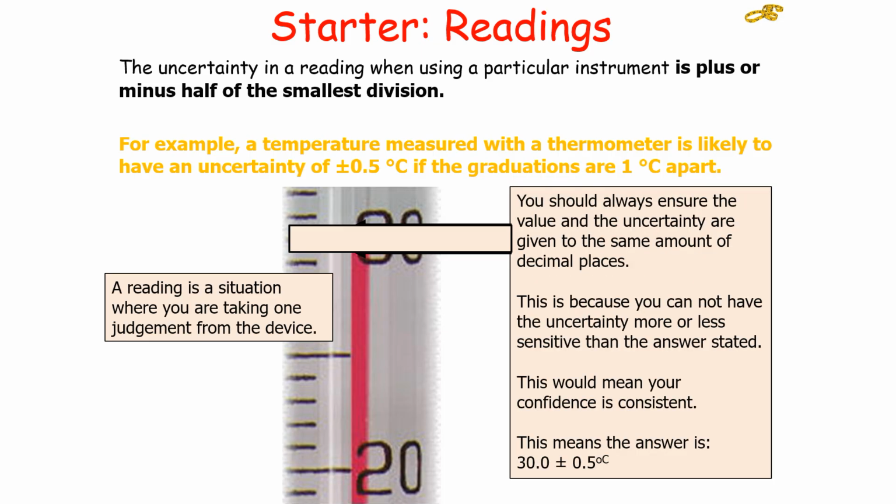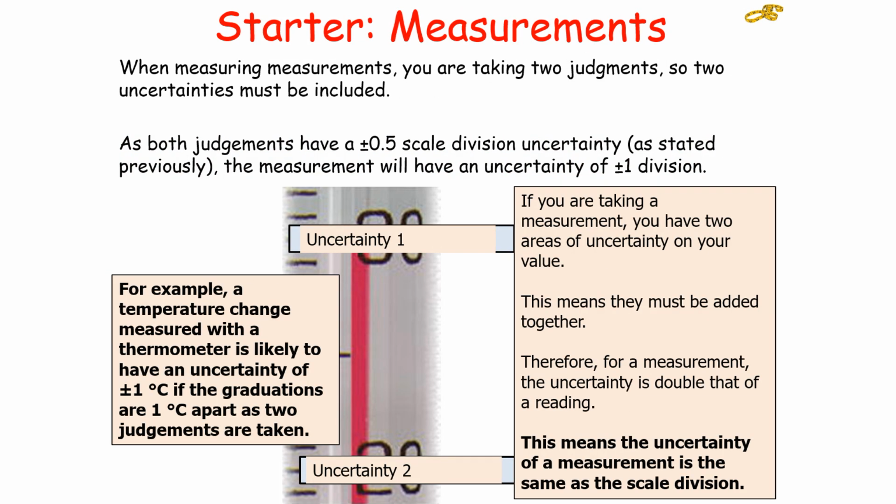So you've got to really understand that. Now that's for a reading, but for a measurement you're taking two judgments, so two uncertainties must be included. As both judgments have a half of the scale division uncertainty, as was stated previously with the reading, those two will combine so that the measurement will have an uncertainty of just the division. So for example, in this case, there's an uncertainty of half a division at the top reading and the bottom reading, so you add them together, and therefore the absolute uncertainty of a measurement is going to be just the resolution of the measuring device.